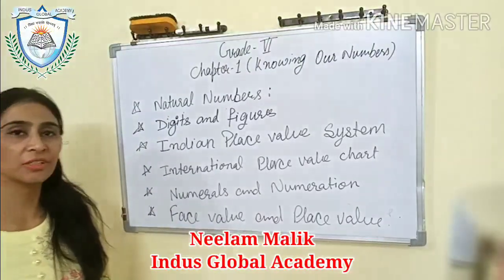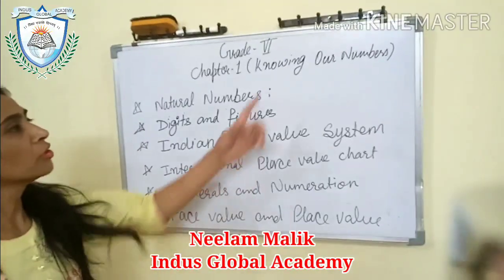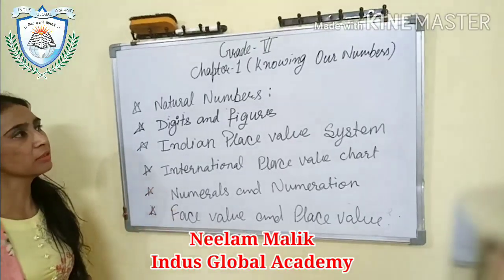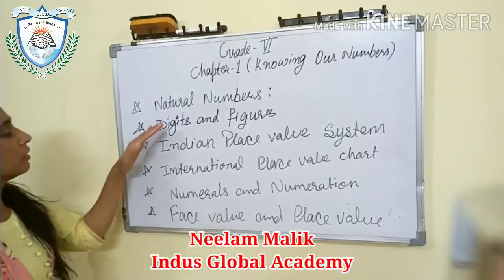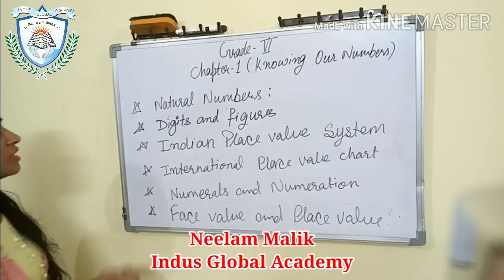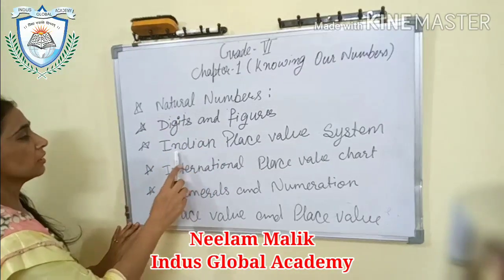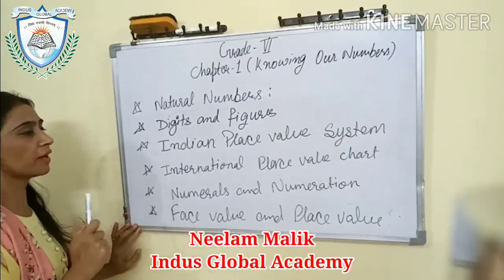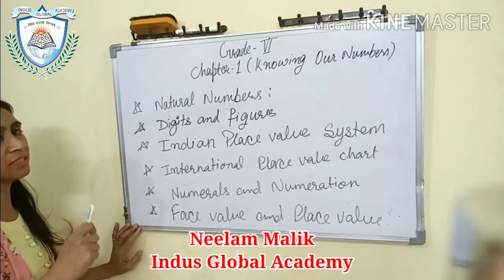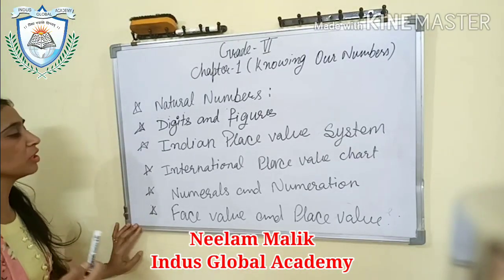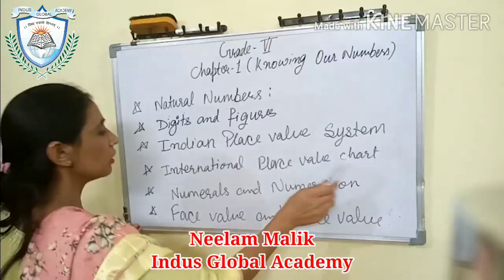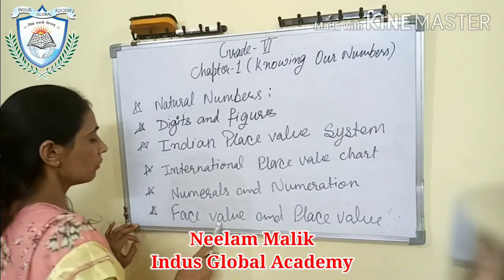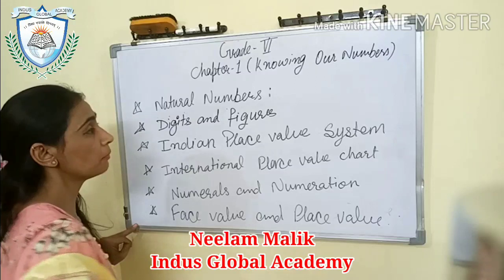Today this is my first lecture for grade 6, that is on knowing our numbers. In this chapter you will learn all these things. First one is natural numbers, second one is digits and figures, third one is Indian place value chart. You have already done these things in your grade 5. Now here you will revise that one and you will learn something new. Next is the international place value chart, numerals and the numeration, and last but not least, face value and the place value.